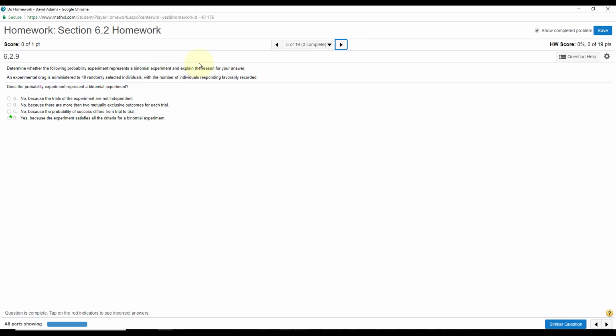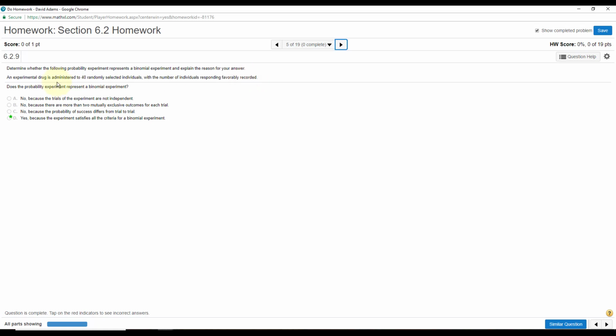Determine whether this is a binomial probability experiment. An experimental drug is administered to 40 randomly selected individuals. This is going to be your fixed number of trials, okay, with the number of individuals responding favorably recorded. This is a binomial experiment. Remember, there's 4 criteria. 2 mutually exclusive outcomes. Now they're going to respond favorably or not.